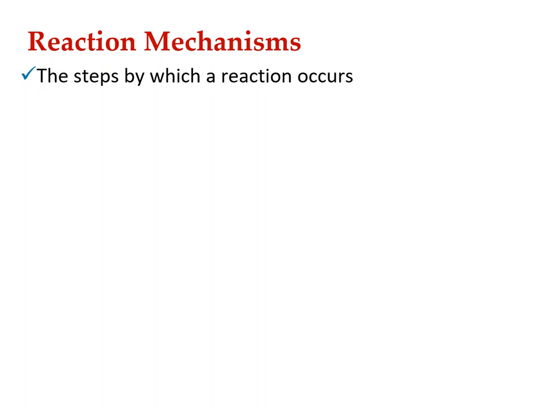All right, reaction mechanisms. Here we go. A reaction mechanism is the steps by which the reaction occurs. We've looked at mechanisms before in terms of Hess's law and K and flipping and merging them to the overall reaction. We've looked at them before, but we didn't really define exactly what they were.